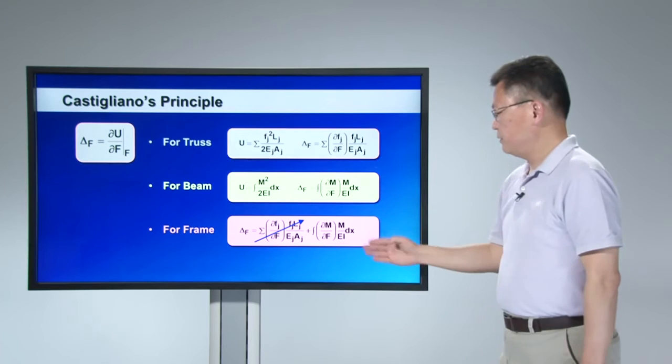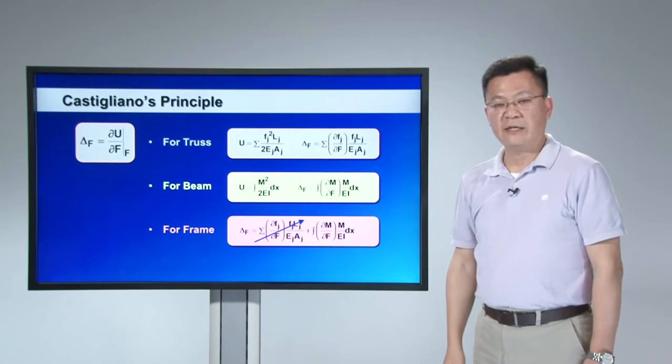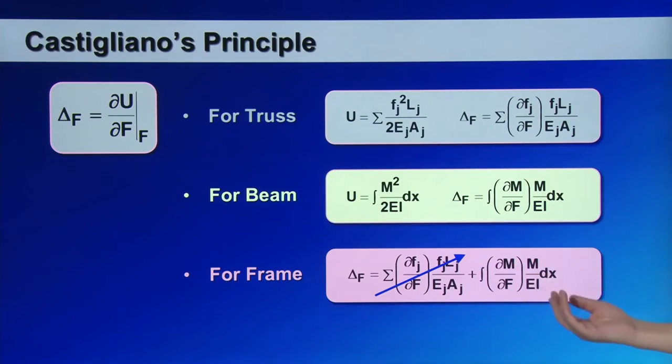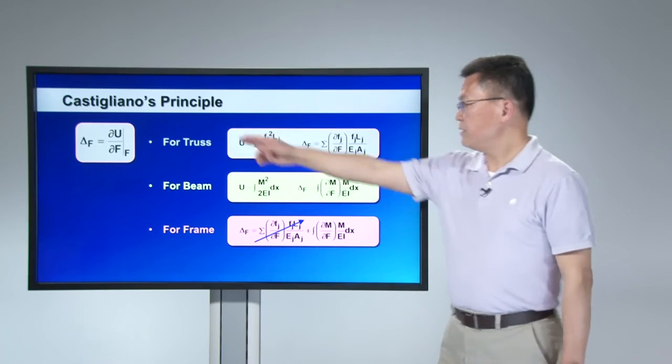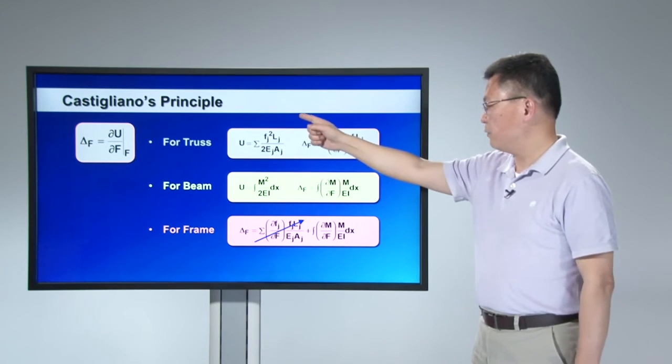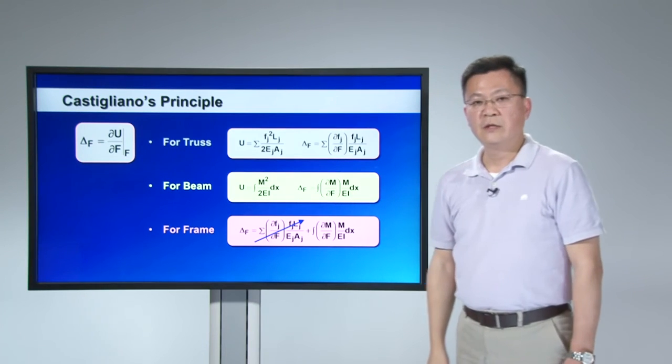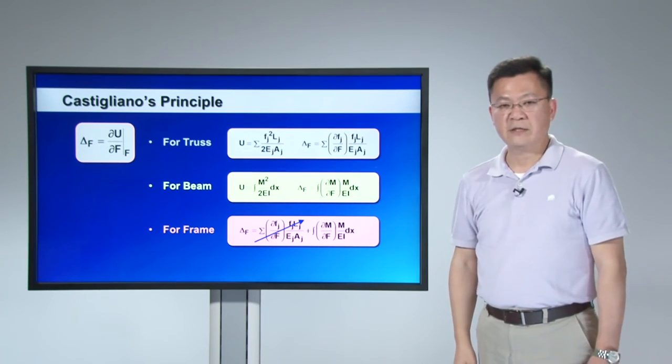For frame structures, again, they can be considered as a superposition of truss and beam structures. So they have two terms. One is coming from the thrust or the axial force contribution. The other is coming from the beam or bending moment contribution. And again, quite often the contribution from the axial force can be ignored. So one single equation, depending on how the strain energies are formulated, can be used to solve deformations for various structures.